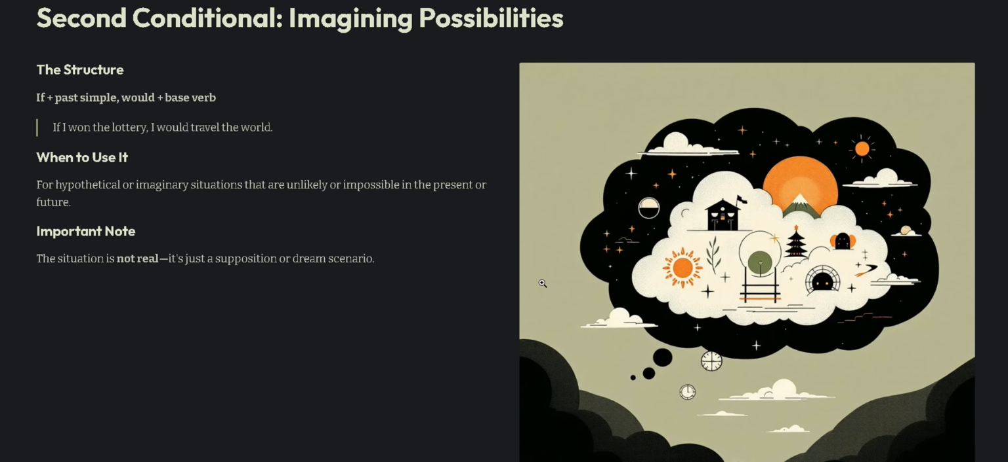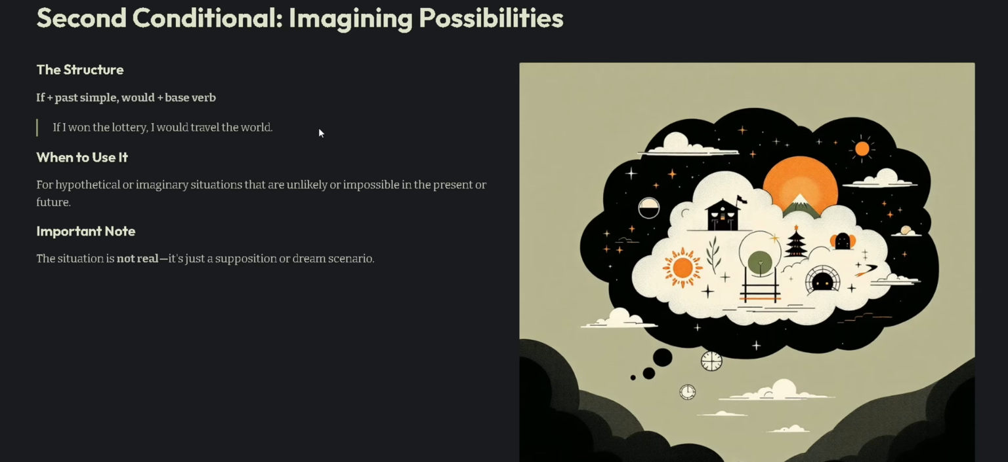Now we pass with the second conditional. So the idea is that here you can understand how the possibilities work. So the structure is if, past simple, would, and the verb in its base form. So if I won the lottery, I would travel the world. Si yo ganara la lotería, yo viajaría por el mundo.